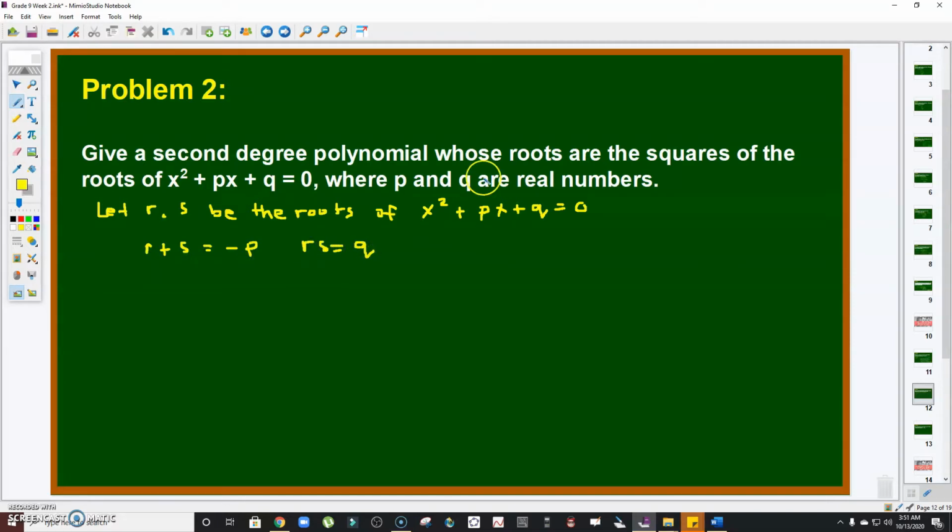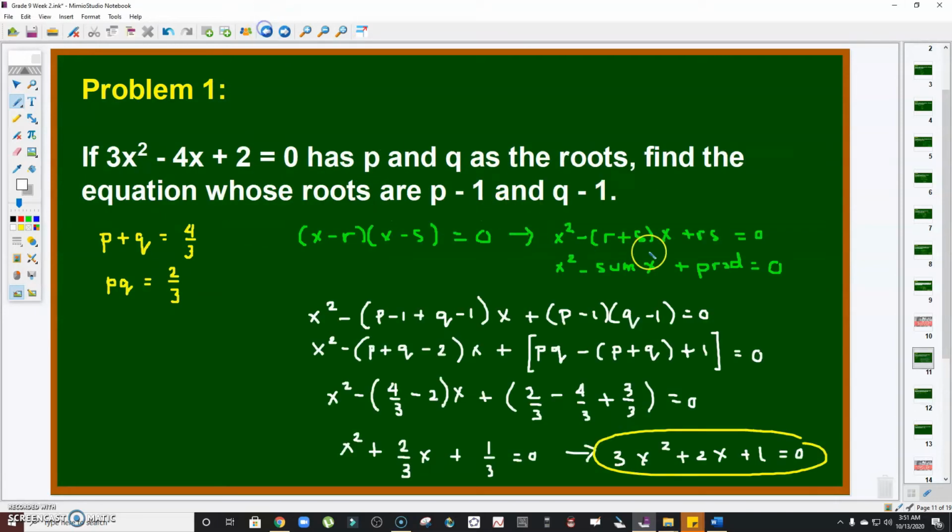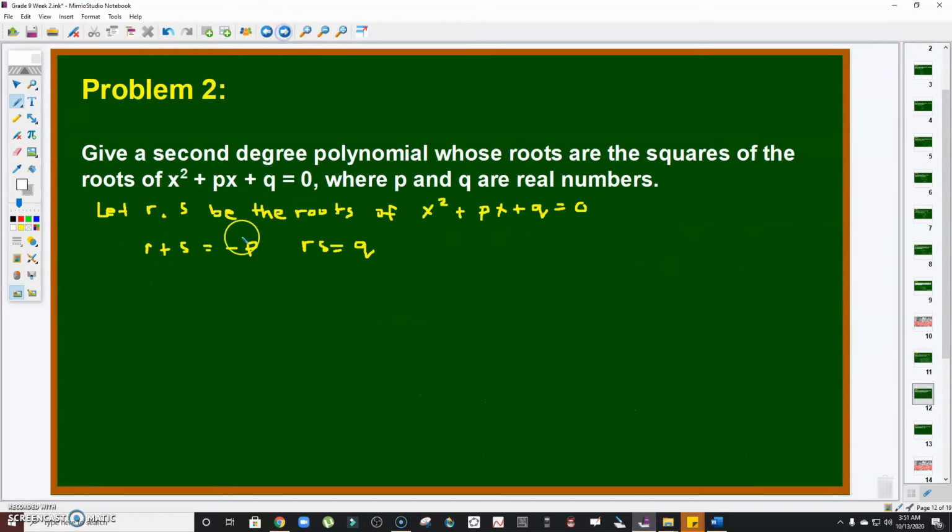See that? Now, the question is, we are after the second degree equation whose roots are the squares of the roots of this one. So if my roots are r and s, one of the roots here is r squared, and the other is s squared. Take note, let's go back. This is very important: x squared minus sum x plus product equals 0. So the equation we're looking for is x squared minus the sum.